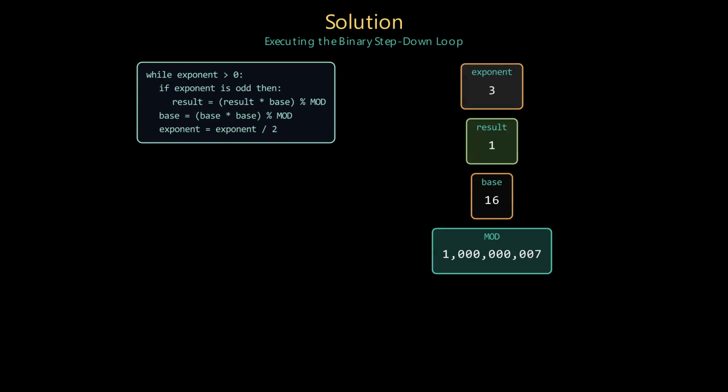This ensures our calculations stay perfectly accurate inside integer limits. Once our exponent loop hits 0, our result register holds the exact modular score. We return the value, giving us a clean, robust solution that runs safely across any scale.